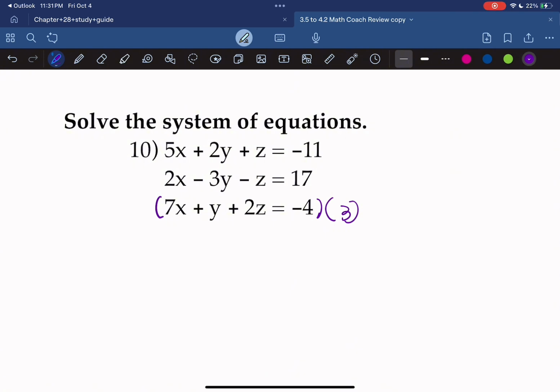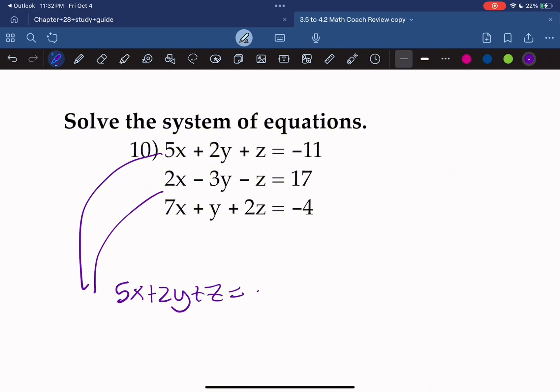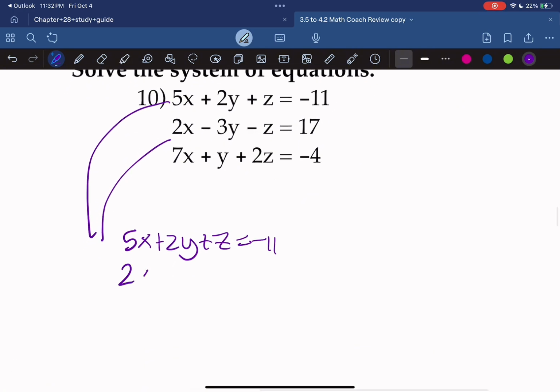Let's first go ahead and so 7 times 3 is 21x plus, actually let's make this a lot easier on ourselves since I just realized, and let's just use the first 2 because we can cancel them right off the bat. So let's bring them down. So 5x plus 2y plus z equals negative 11. And then 2x minus 3y minus z equals 17.